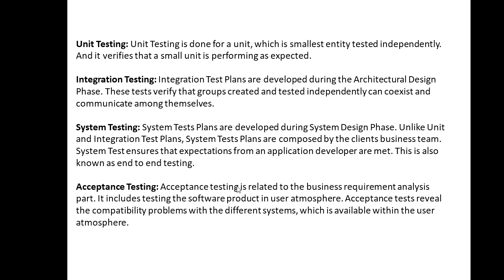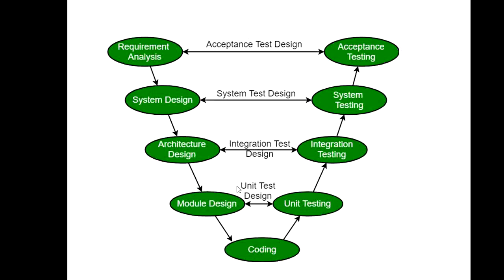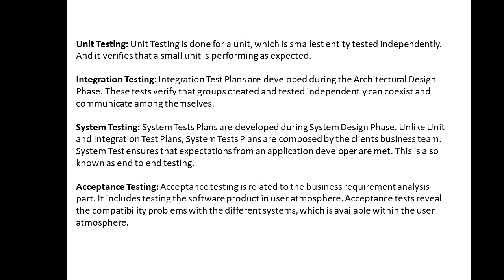Okay. So we have seen a part of it, and another part of it is unit testing. If we go here, this is the unit testing phase. We will see unit testing, integration, system and acceptance testing. Unit testing is done for a unit, which is the smallest entity tested independently, and it verifies that the small unit is performing as expected.